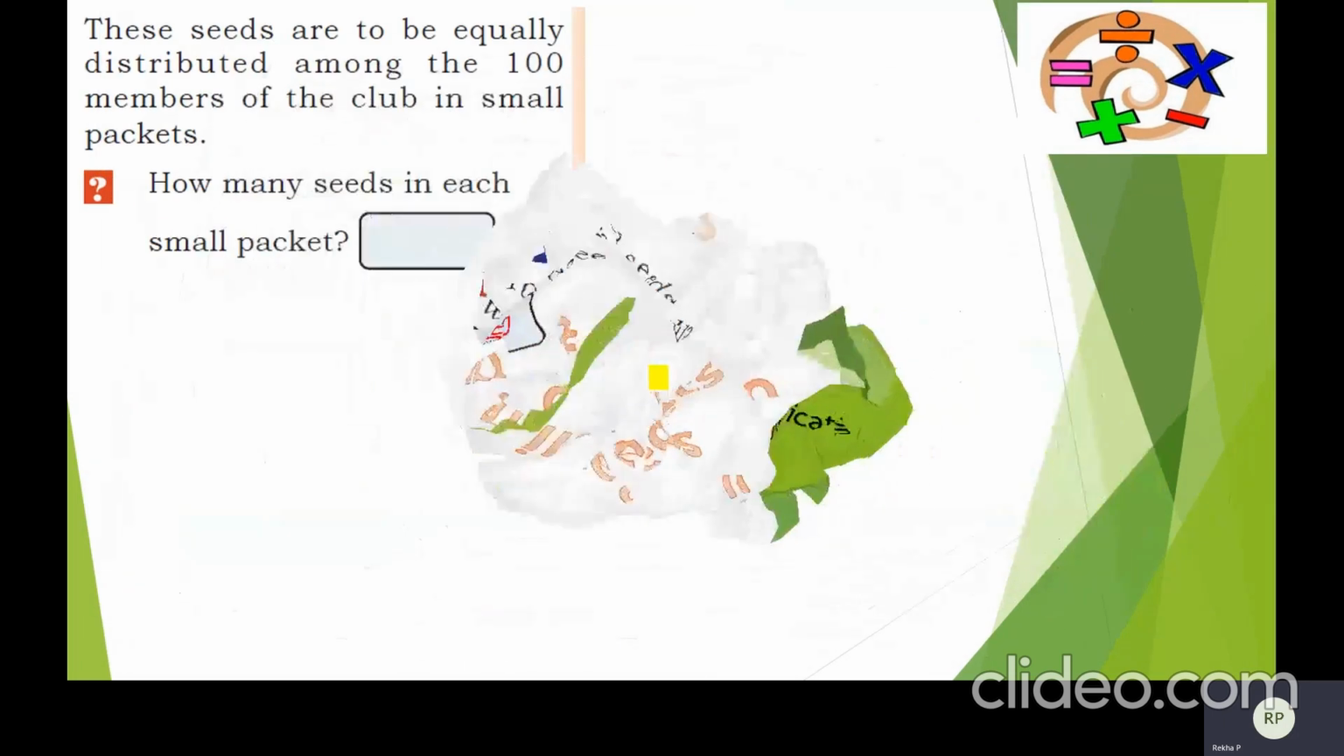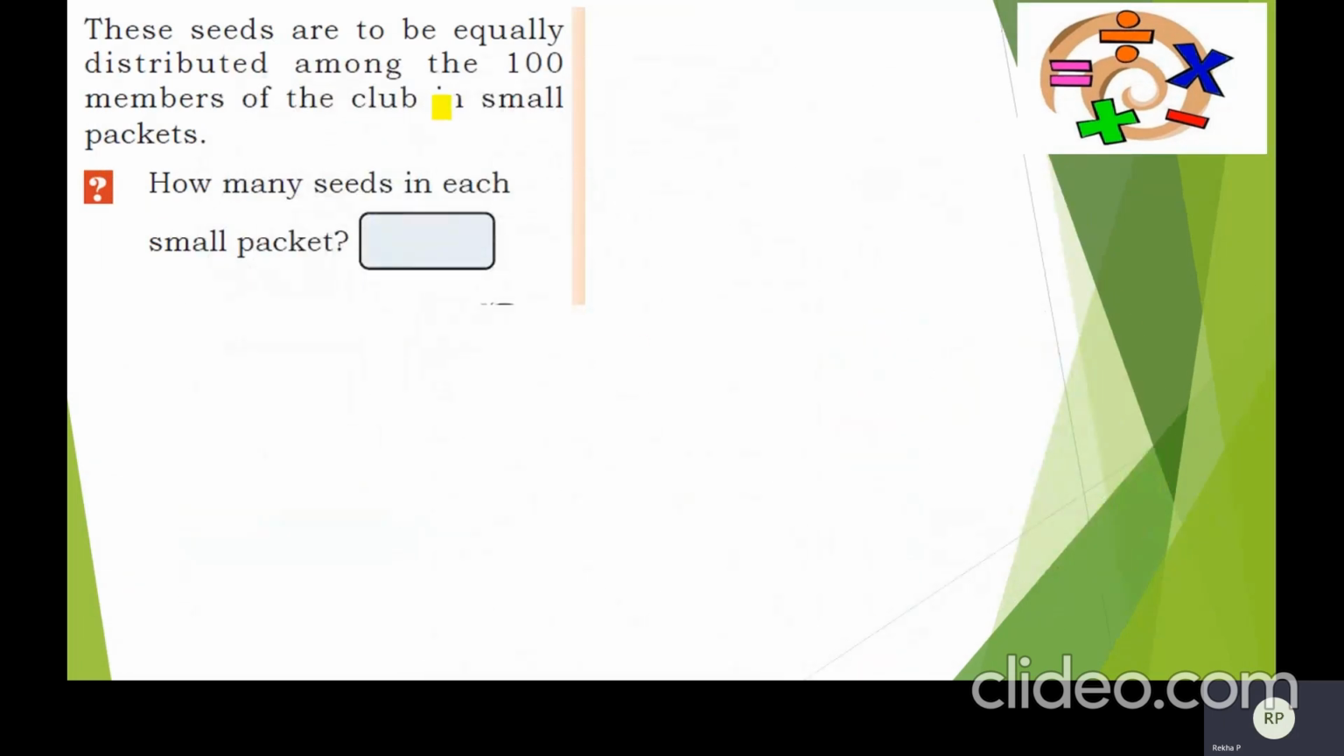Now what is the next question? The next question is, these seeds, that is, the total number of seeds that you have just found out, are to be equally distributed among the 100 members of the club in small packets, and now you are asked to find out how many seeds in each small packet.